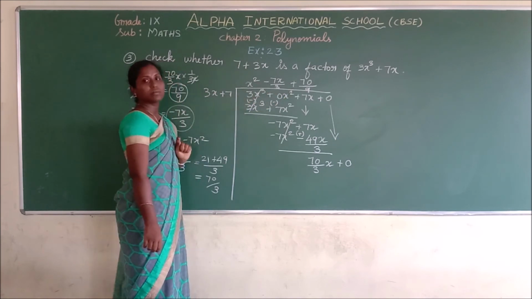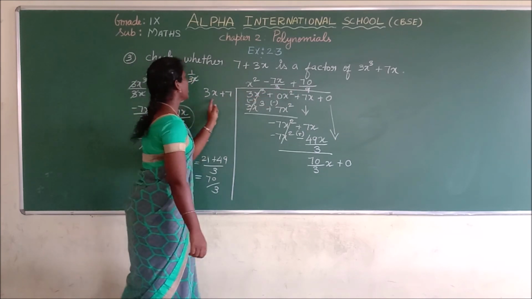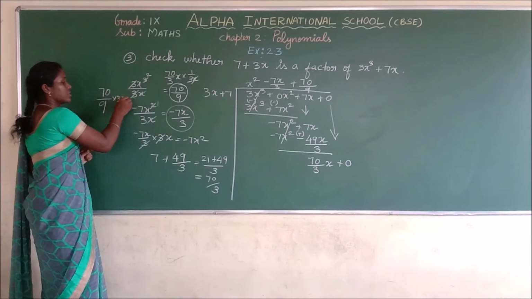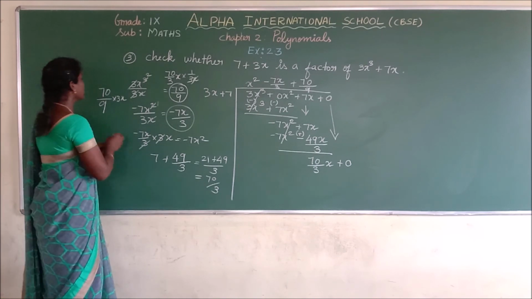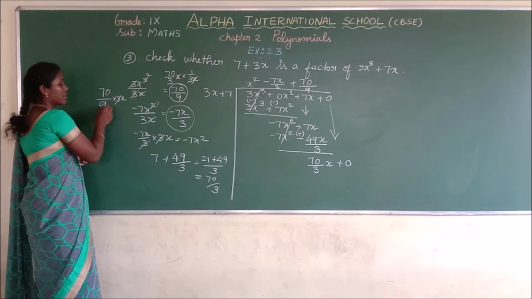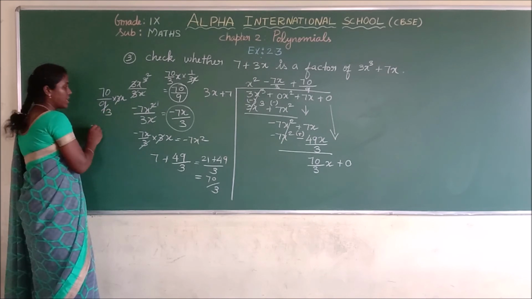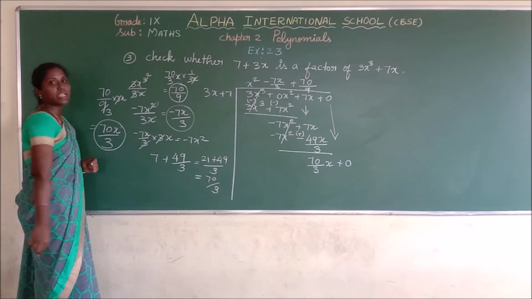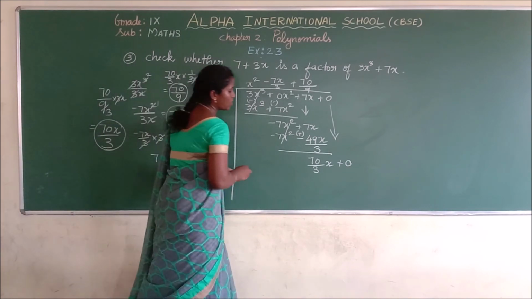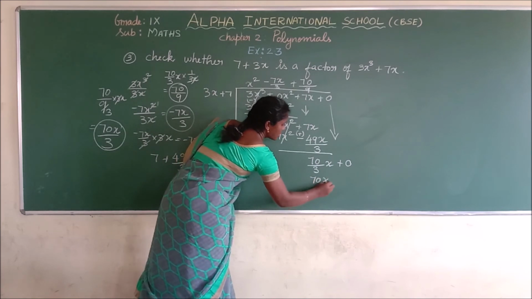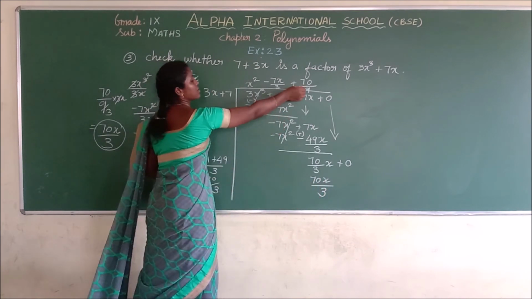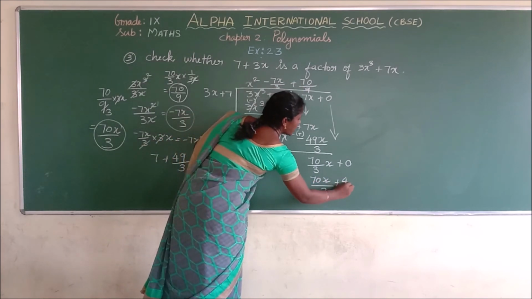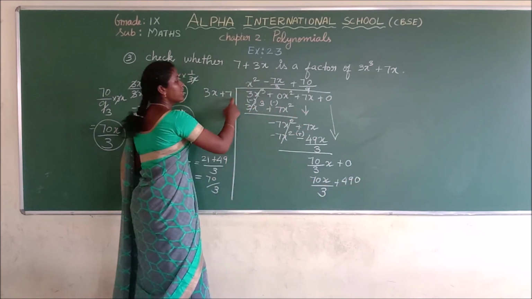Multiply 70 by 9 into 3x. If you are multiplying this, 3 will get cancelled with 9, so we are getting 3. So the final answer is 70x by 3. By multiplying the two terms, we are getting 70x by 3. And multiply this, the constant will be here. 70 into 7, that is 7 sevens are 49, so 490 by the denominator 9.